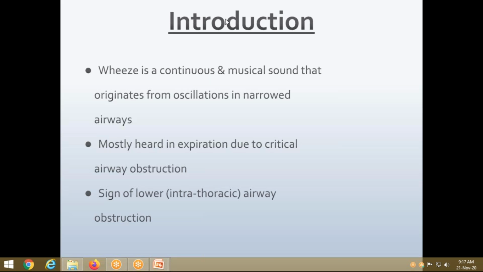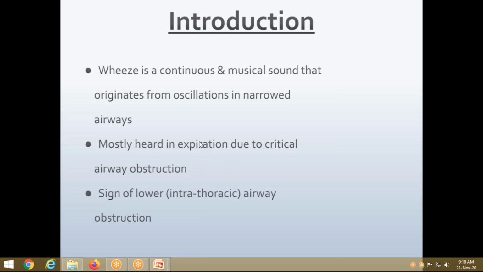Yes, ma'am. So coming to the intro part, you all know wheeze is a continuous and musical sound that originates from oscillations in narrowed airways. So everyone will ask, what is the reason for the wheeze? We'll tell them this is a continuous musical sound. Why does it occur? Due to constriction of bronchi, usually the larger bronchi. Because of that obstruction, when the air is expired, a typical note is produced that we call wheeze. It is mostly heard in expiration due to critical airway obstruction.